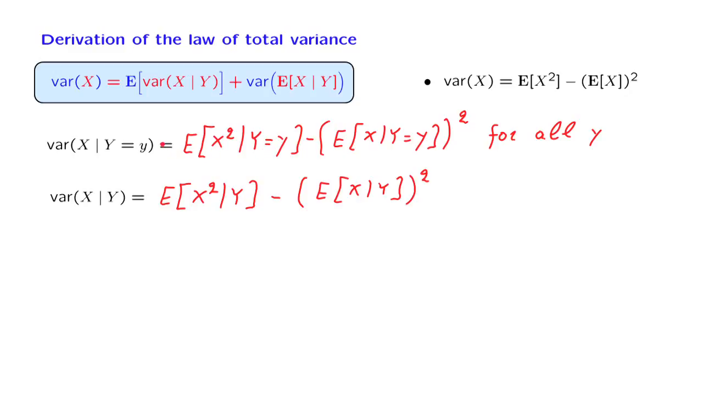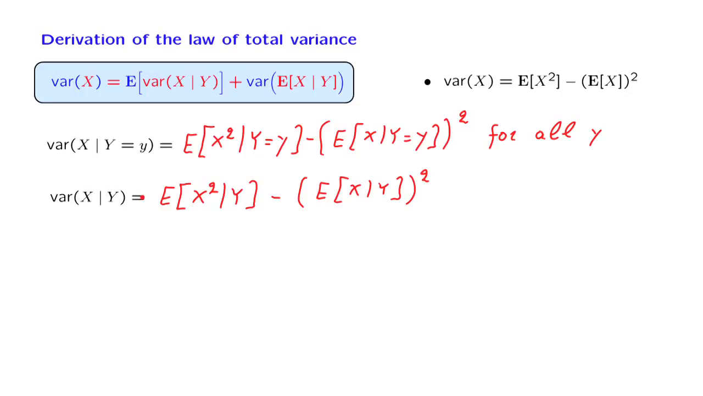This expression, the left-hand side, is equal to the right-hand side for all y's, and therefore this random variable and that random variable always take the same numerical values no matter what y happens to be. So these are identical random variables, and so we have this equality between random variables.